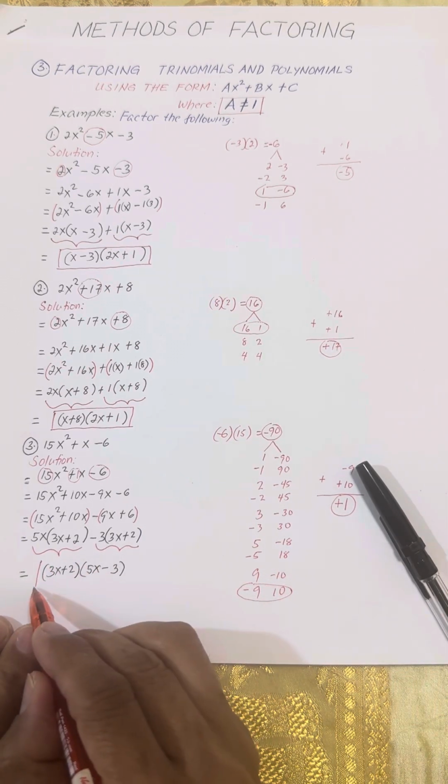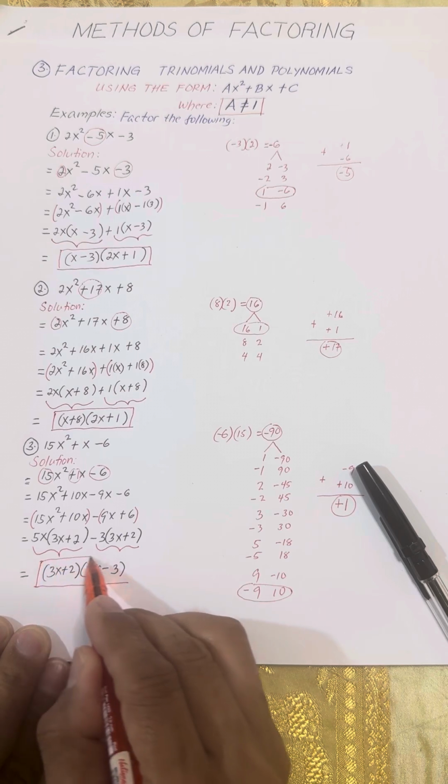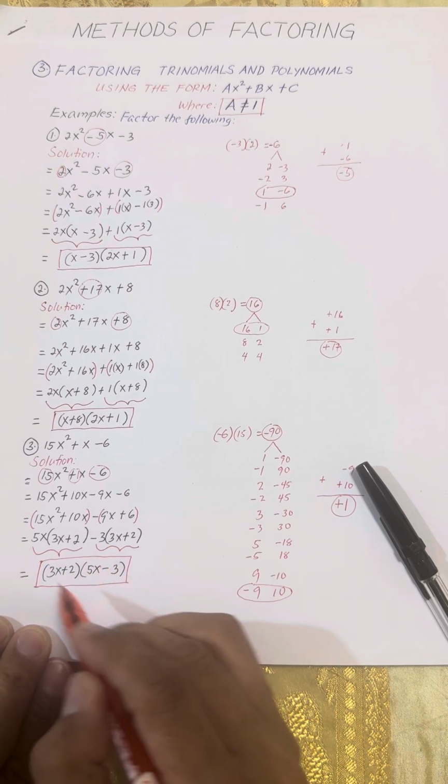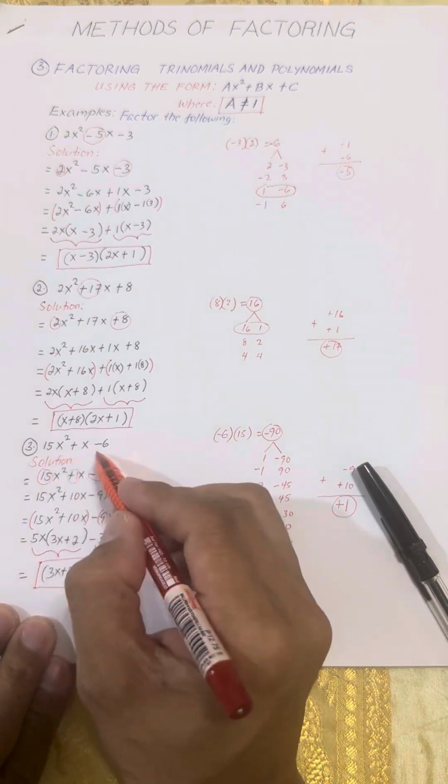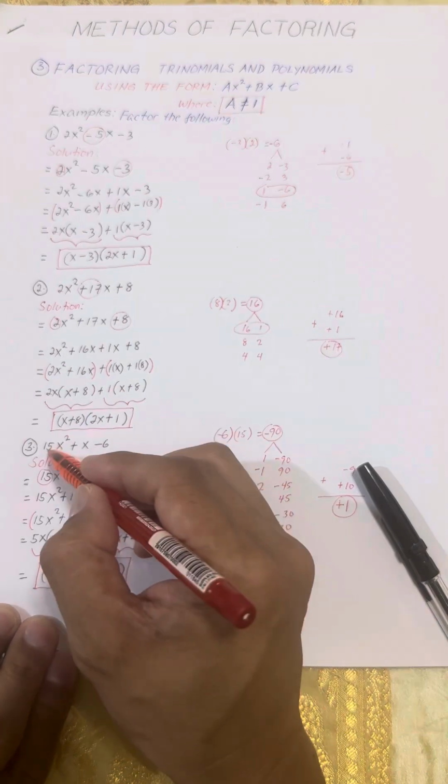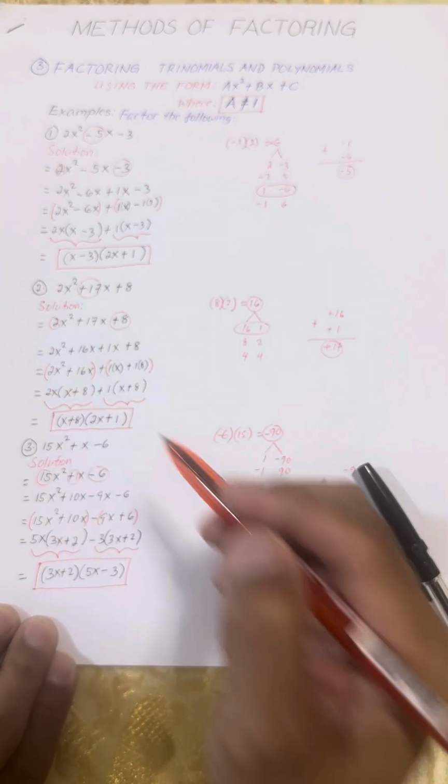You may check if the factors are correct. You just do the same way: distribute the combined terms and it will give us the same result, the same as the given expression.